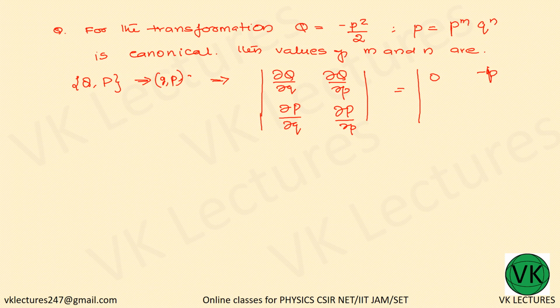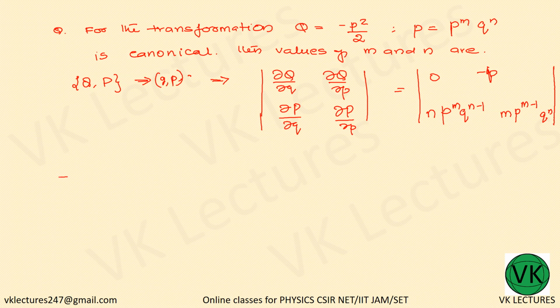Now ∂P/∂Q is equal to m to the power n, P to the power m, Q to the power n minus 1, and here we have m, P to the power m minus 1, Q to the power n. So this is the determinant.